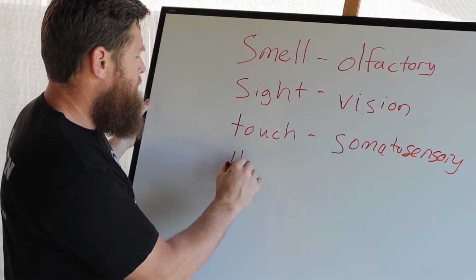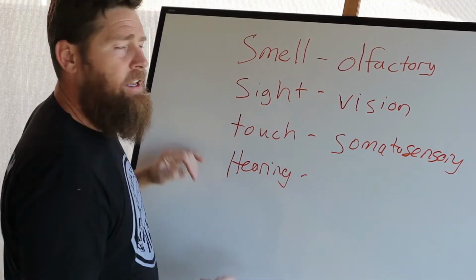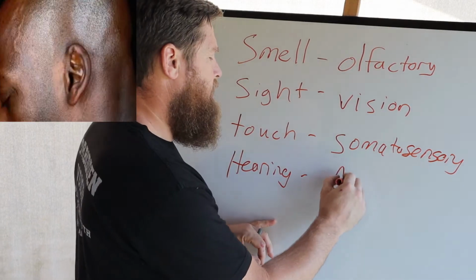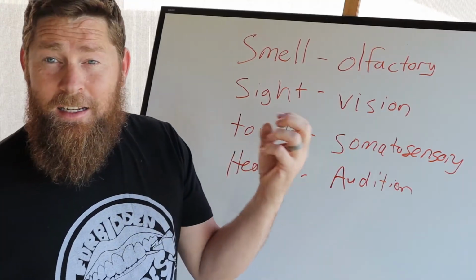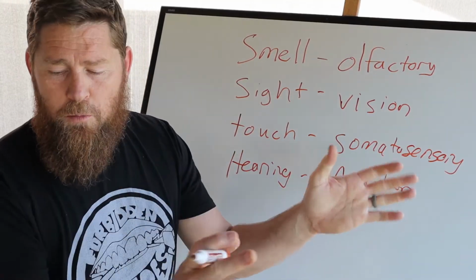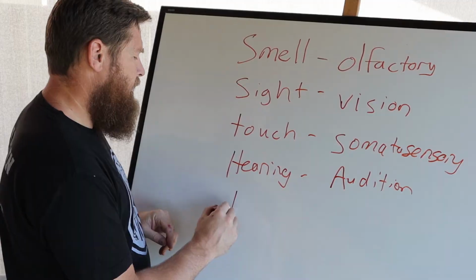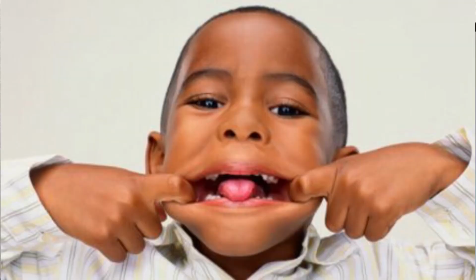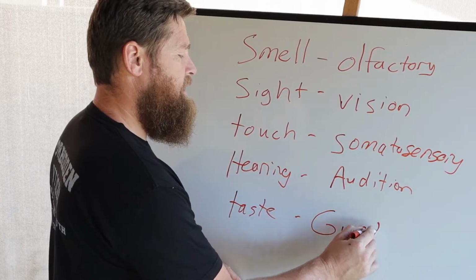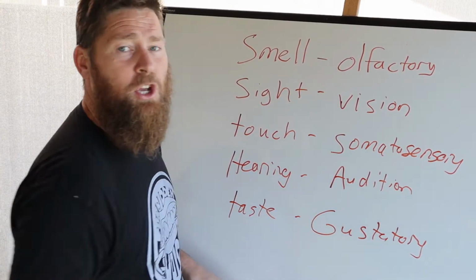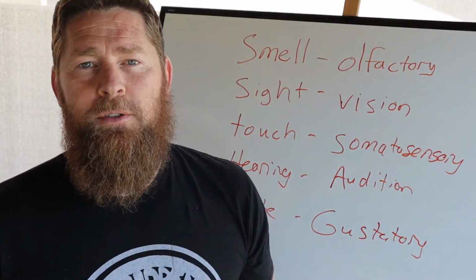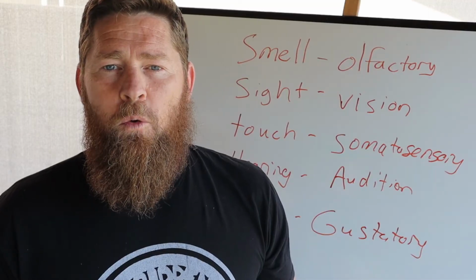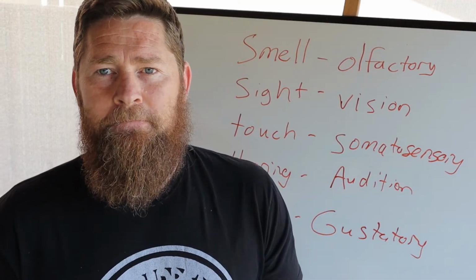The next one is hearing. Hearing isn't called hearing. Now we call it audition. Audition is your ability to detect, again, the compressed air molecules as they move through your environment. And finally, taste. Taste has the most interesting name. It's not taste, it's called your gustatory sense. Gustatory. Your gustatory sense is our ability to taste, again, broken down chemicals in our mouths that tell us what type of food we are ingesting.